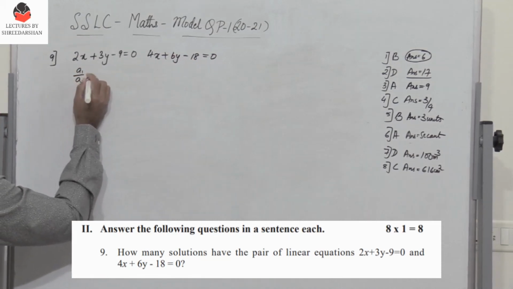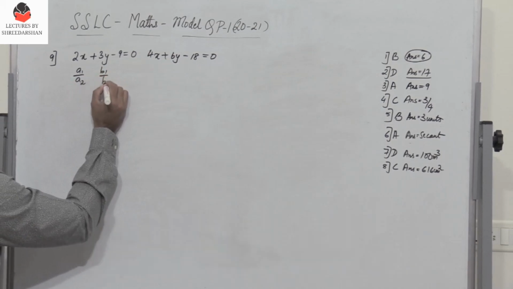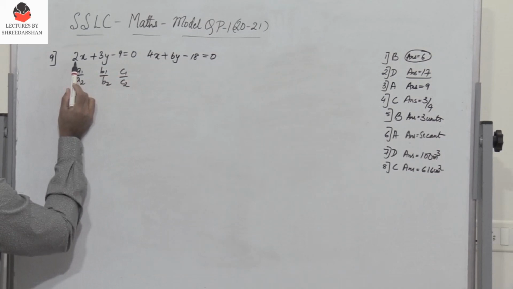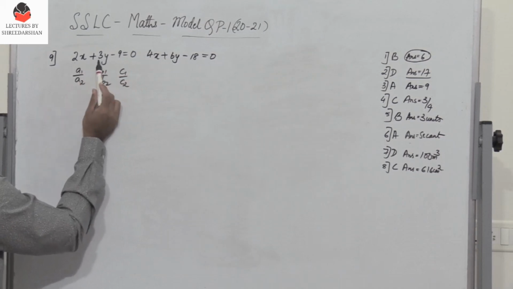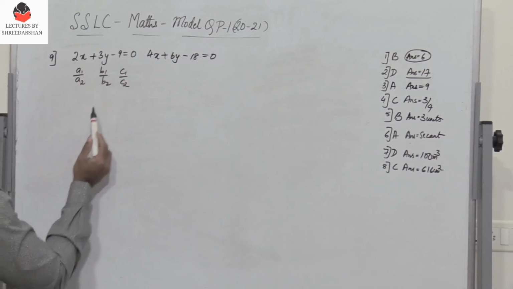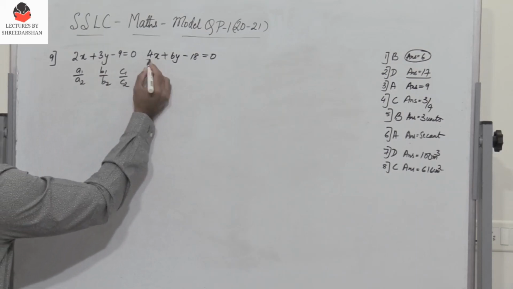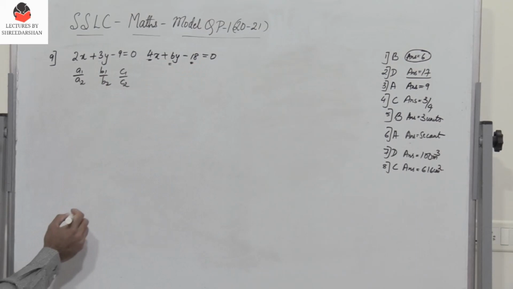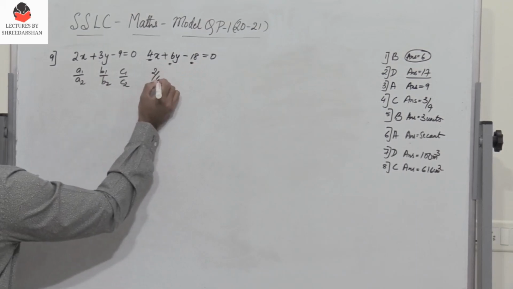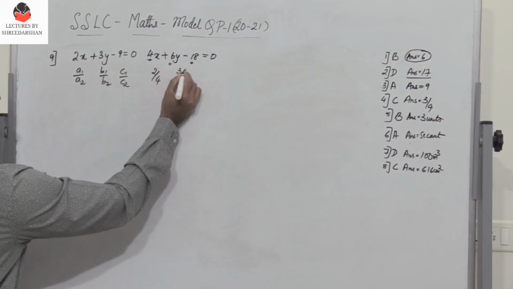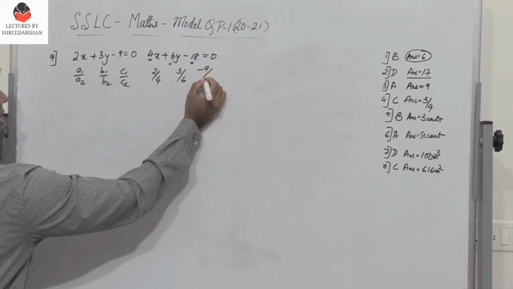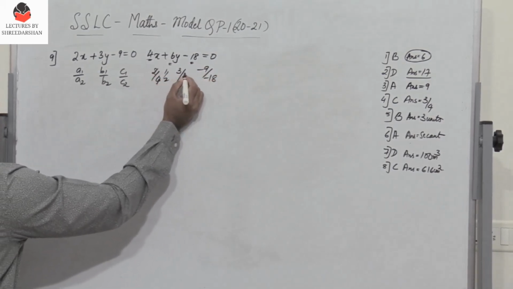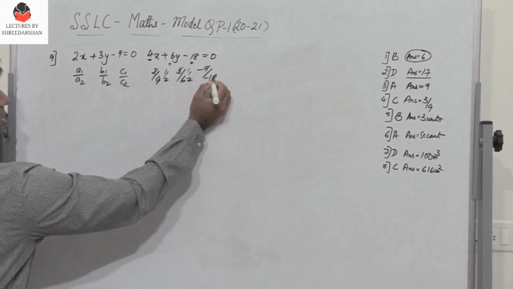I perform A1 by A2, B1 by B2 and C1 by C2. So what is A1? A1 is 2, B1 is 3, C1 is minus 9. Similarly, this is A2, 4 and B2 is 6 and C2 is minus 18. So I have 2 by 4 and you have 3 by 6 and you have minus 9 by minus 18. So when I cancel them, I get 1 by 2 in all the cases.